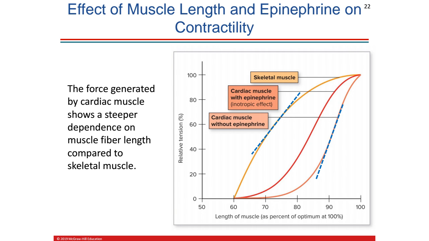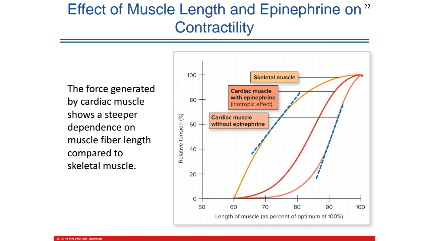In this graph, the relative tension is plotted such that it's 100% when the length of the muscle, whether it be skeletal muscle or cardiac muscle, is at its optimum. So we'll call that 100% also. And then we're going to shorter and shorter lengths.